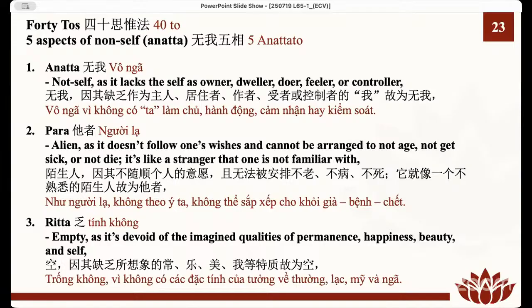Another one is devoid of the imagined quality of permanence, happiness, and self. Okay, here we should say quality. Write it down, right? So, in this body, there's no special qualification or any specialty as we have imagined, like a permanence quality. Similarly, happiness and self. I mean, no more imagining that on this body. Right?